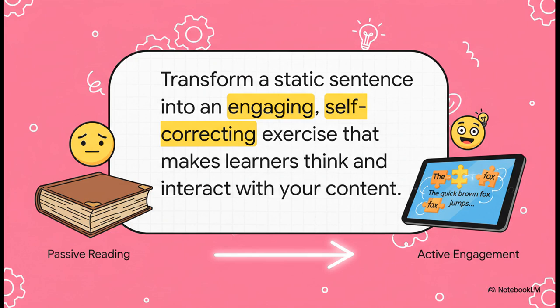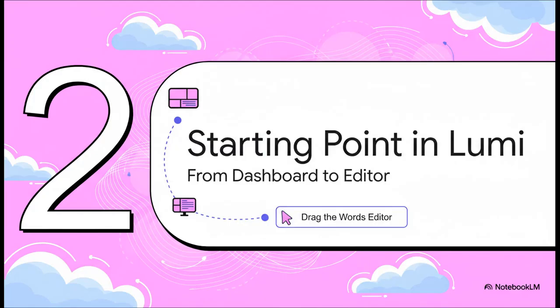And this is where the magic really happens. You're taking something passive, like just reading a sentence, and turning it into an active challenge. The learner has to actually engage their brain and make choices. And the best part? The activity gives them instant feedback, all on its own, which makes it an amazing tool for self-study. All right, enough theory.